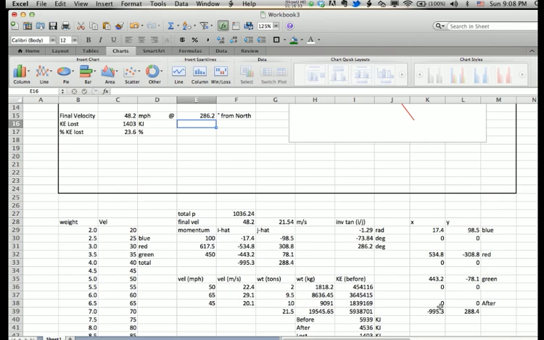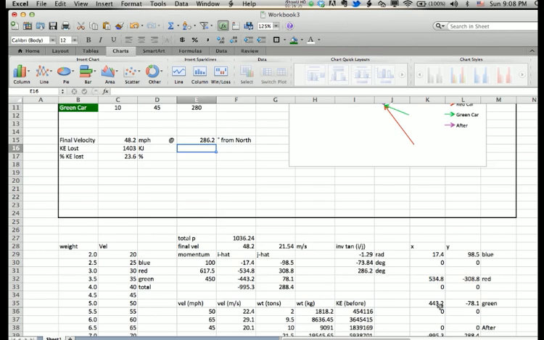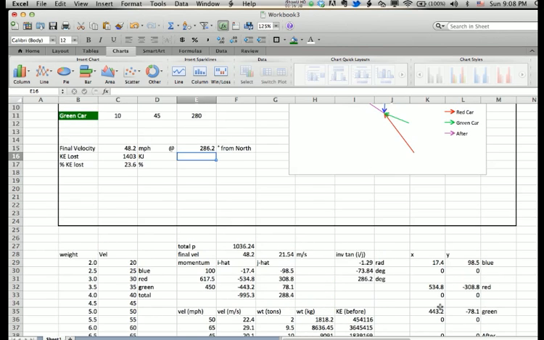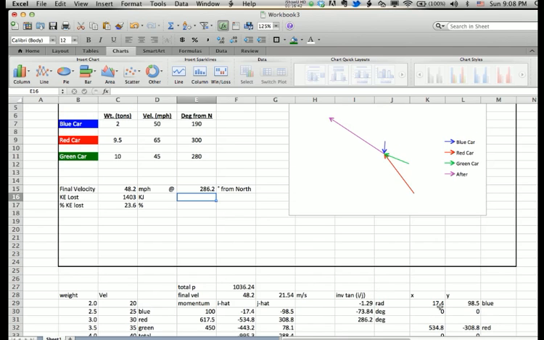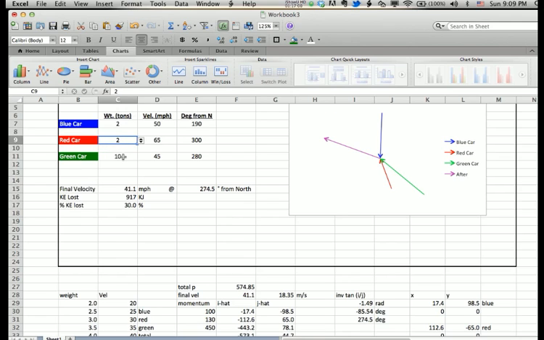Okay. One other thing we wanted to do is, let's say that these cars crash and there's no resultant. The resultant is 0. So they all crash perfectly at all the same angles. So I guess the way to do that is let's make all their momentums the same. Let's see what happens.